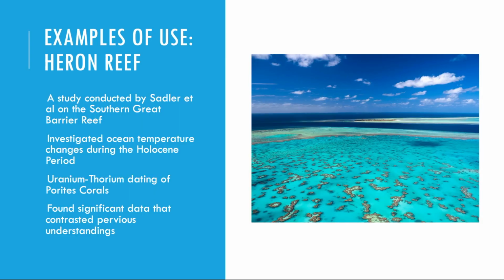A recent study conducted at Heron Reef on the southern Great Barrier Reef set out to investigate the changes to ocean temperature observed during the Holocene period. The study used uranium-thorium dating of pyrite corals to conclude that the ocean temperatures experienced in the southern Great Barrier Reef in this period were cooler than previously expected.